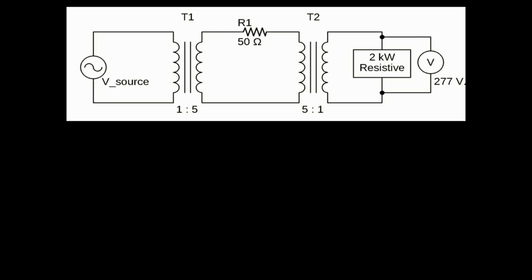In this problem, we're given two transformers. We know the load voltage and we know the power that the load consumes. Here it's 2 kilowatts, all resistive. We know the turns ratio of the transformers, and we are asked to find the source voltage. The only complication to this particular problem is R1, which represents the high voltage wire between the two transformers.